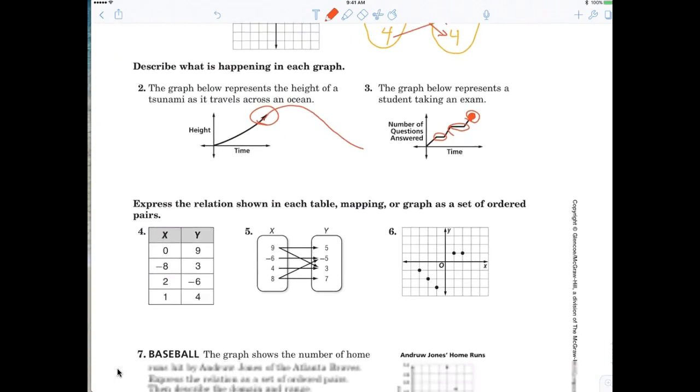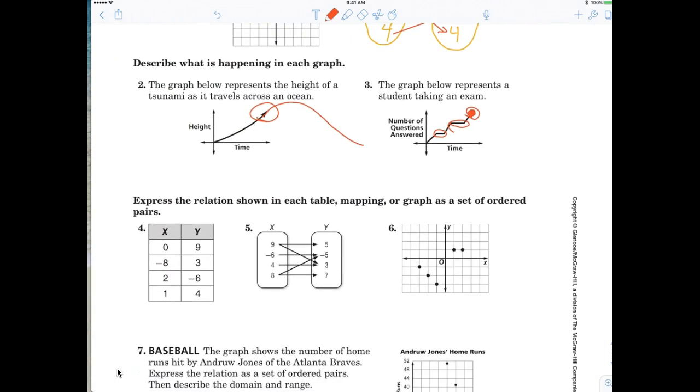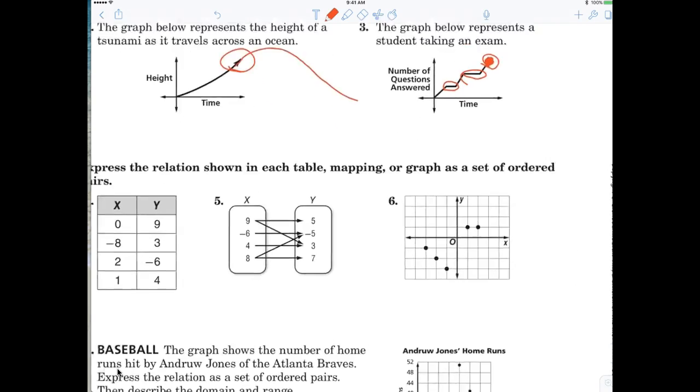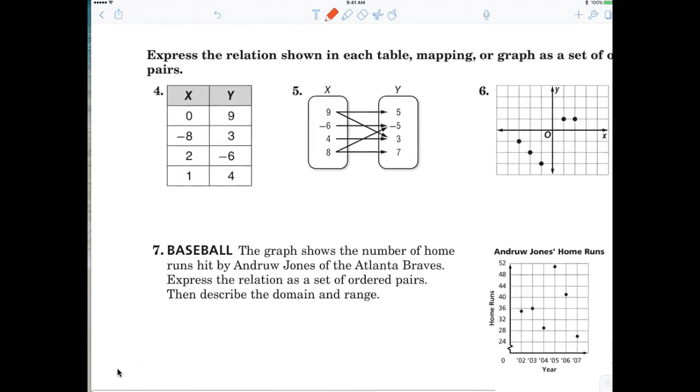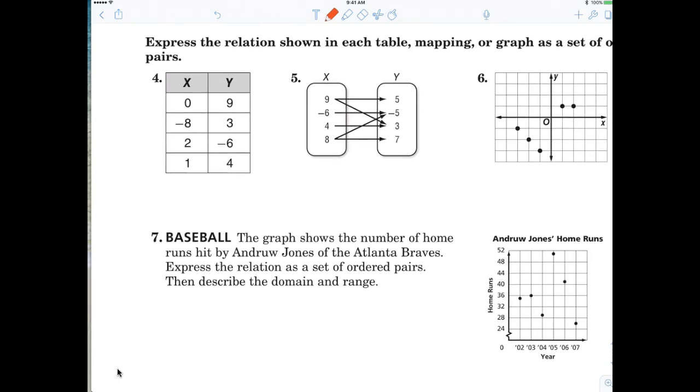All right? Express the relation shown in each table, mapping, or graph as a set of ordered pairs. So all they wanted you to do here was, right? That's the ordered pair. So this would be, does everybody see what I'm doing, right? Just because I'm being lazy, right? That would be the ordered pairs. That's all you had to do, right?